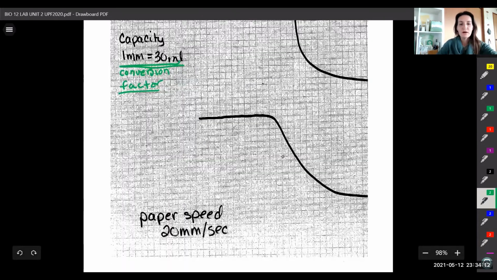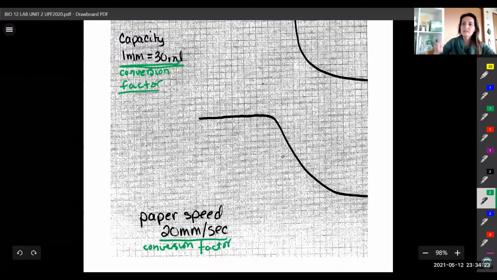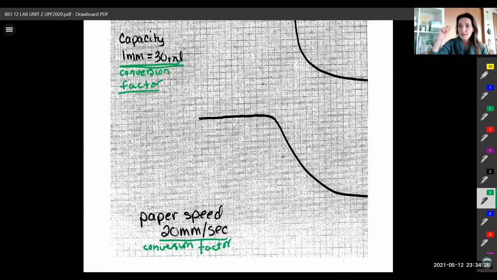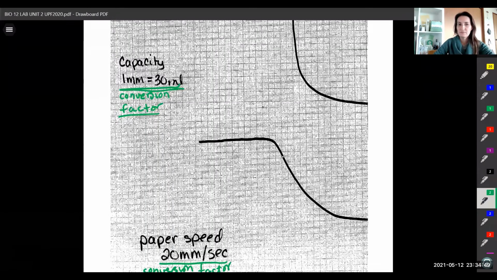And to get that FEV1, we also have to take into account the paper speed. This is another conversion factor we would use: the distance of 20 millimeters is equivalent to one second in time, right? A duration of 1 second. So we're going to use that as well. Pay attention on the lab exam to the conversion factors I give you. They may not be the same ones that you're using here, but I will tell you what your paper speed is and what your conversion from millimeters to milliliters is. So you'll have that information on the exam to use. Right.